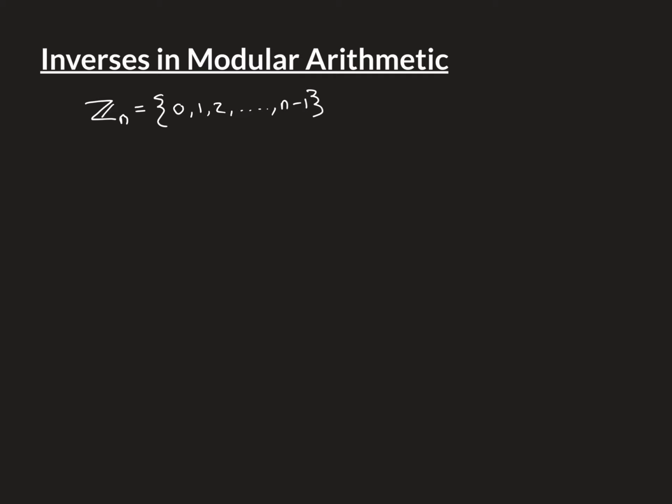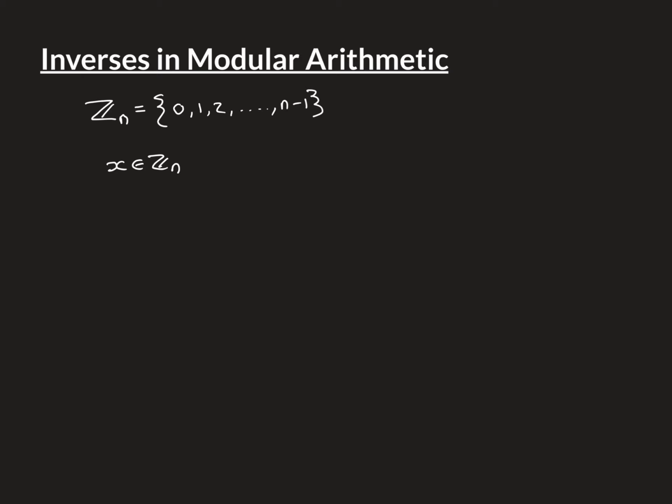So what we're interested in this video is which elements inside the ring of integers modulo n have multiplicative inverses. So if I take an element inside here, let's call it x, so x is an element inside Zn, how do I know whether or not this element has a multiplicative inverse? I'm going to give you the answer, and then I'm going to explain why this is true.